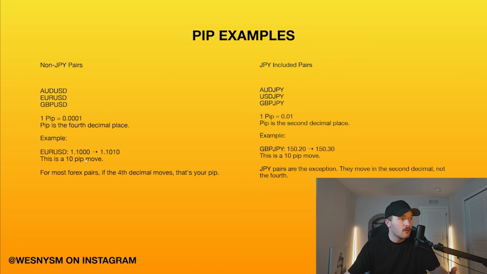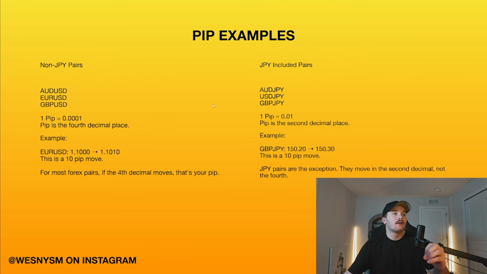Now, a 10 pip move is obviously now the third decimal. So 1.1000 to 1.1010, this is a 10 pip move. And for most Forex pairs, if the fourth decimal moves, you can bet that that is your pip.